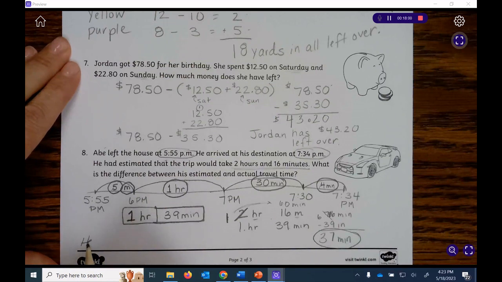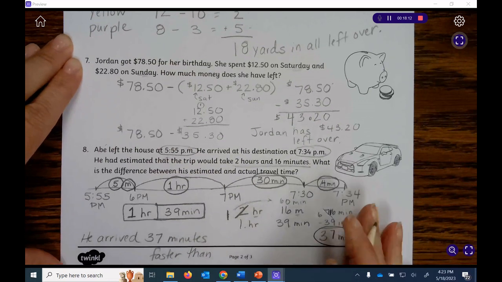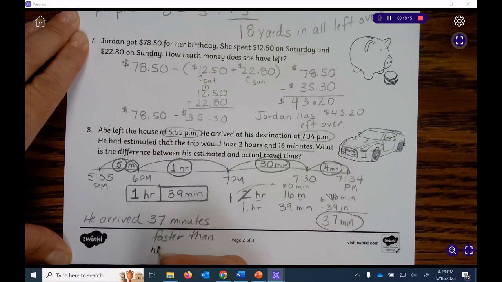He arrived 37 minutes faster than his estimate.